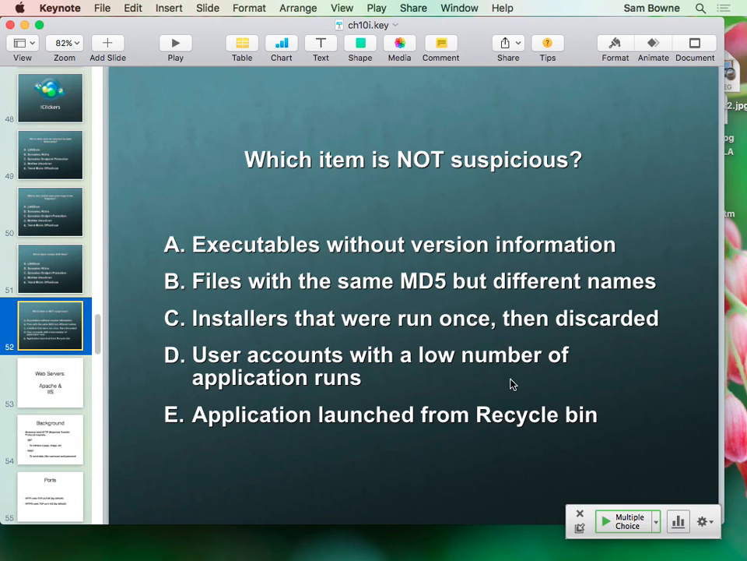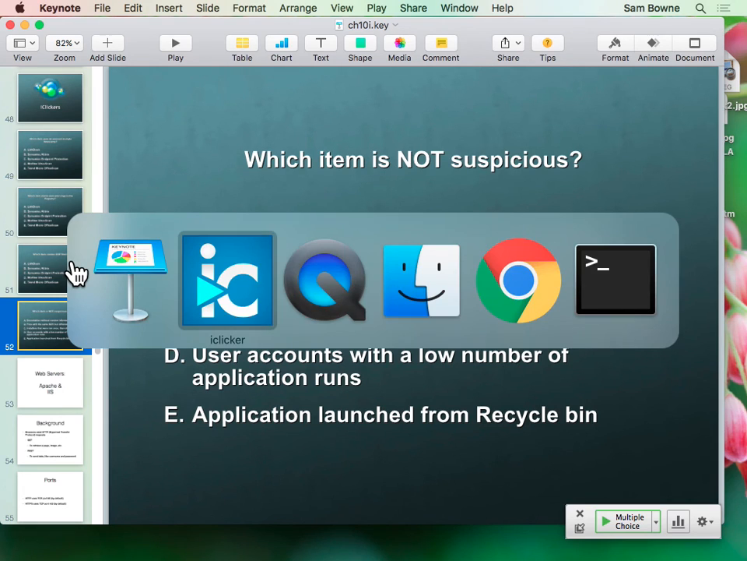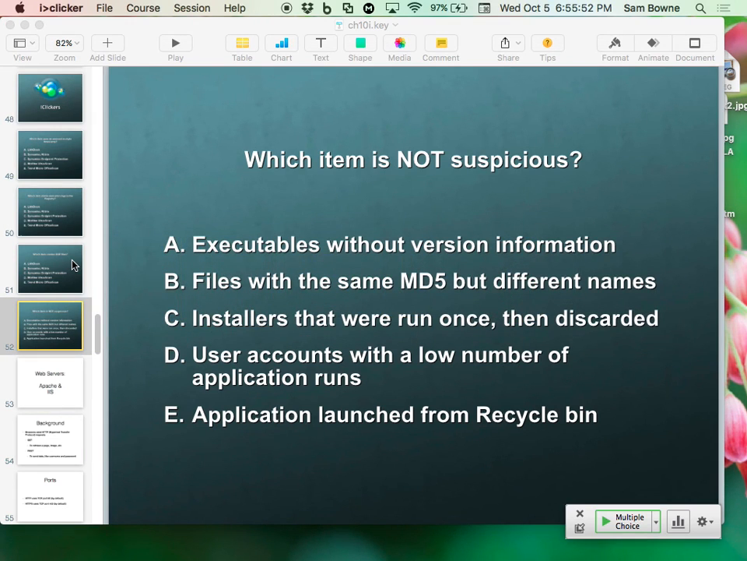But isn't C indicative of a hacker installing something and then dumping it? It could be, but every installer works that way. Everything installed had an installer that ran once and then went away. So, anyway, it's good that you people are thinking about it. That's part of why these things are extra credit, because there's often argument about it.